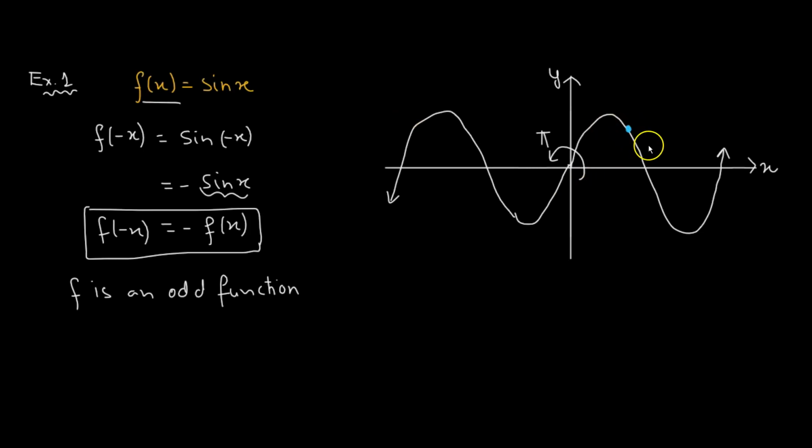Another way of doing it is to consider any random point on the graph in the first quadrant. Let's suppose this is the point x comma y. We replace x with negative x and y with negative y, and find the corresponding point in the third quadrant, which is negative x, negative y. When we join the two points by a straight line, we see that the line always passes through the origin, the center of the coordinate system. So this is symmetric about the origin, and hence the graph of sine x is an odd function.